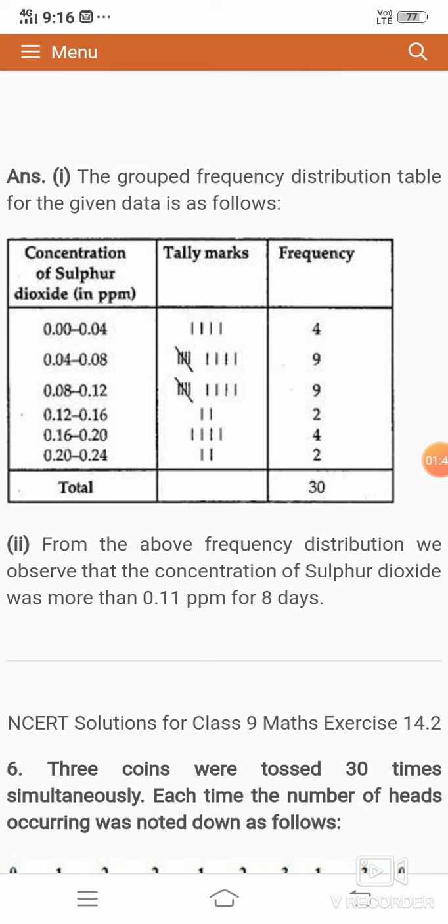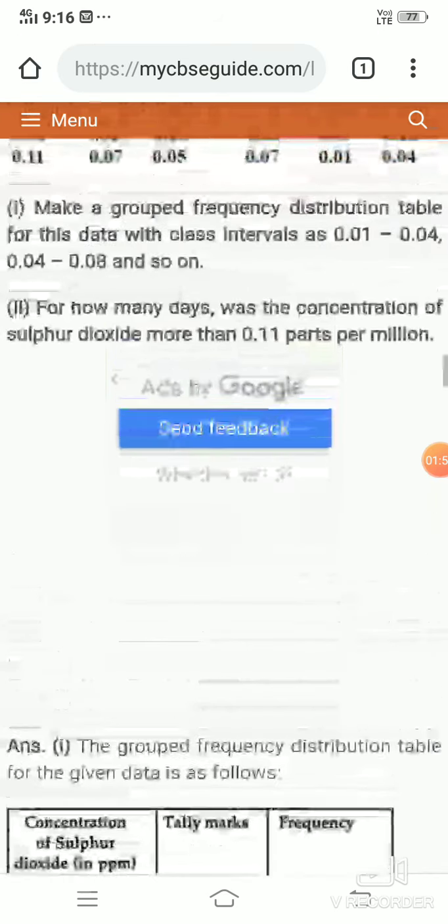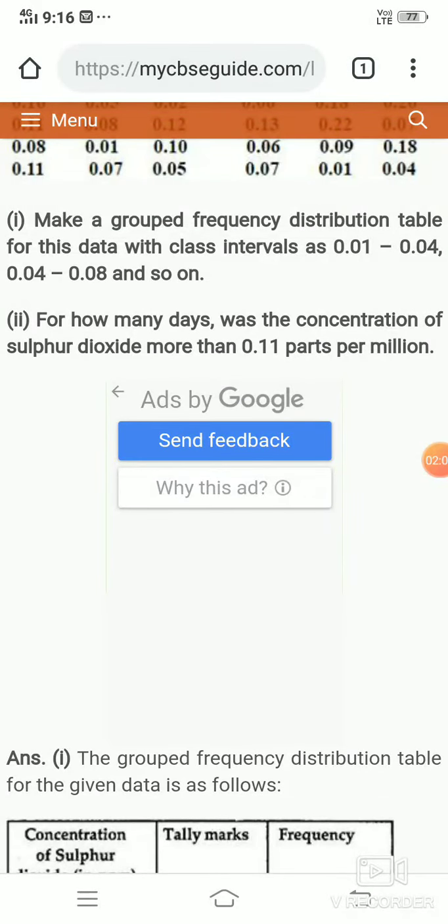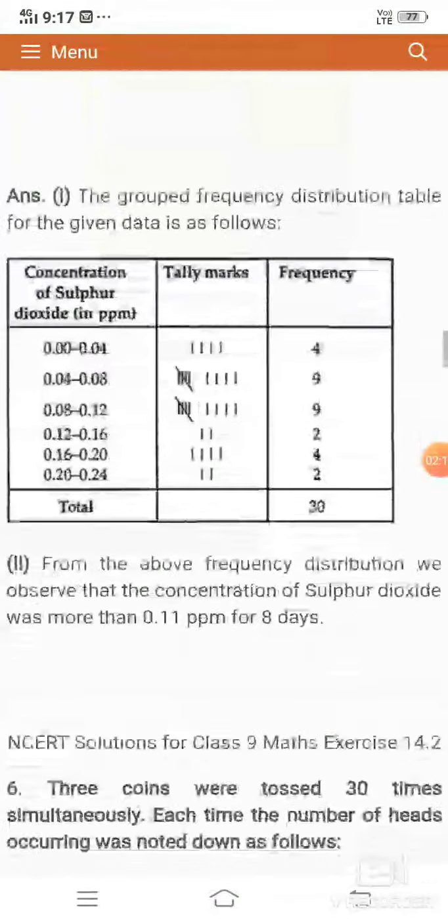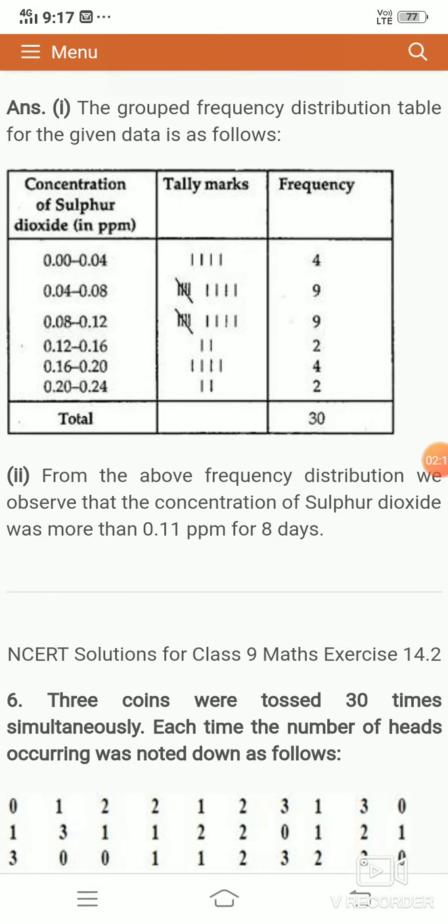Actually the problem is given as 0.00 to 0.04. In the question here we are given 0.01 to 0.04 and the next one 0.04 to 0.08. This is an error. 0.00 to 0.04 is what is given in our book. So now use 0.00 to 0.04. That's why every gap, that is the class size, is 0.04, right?